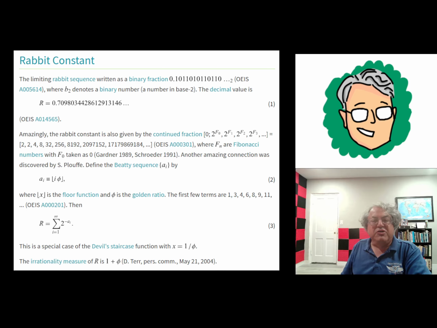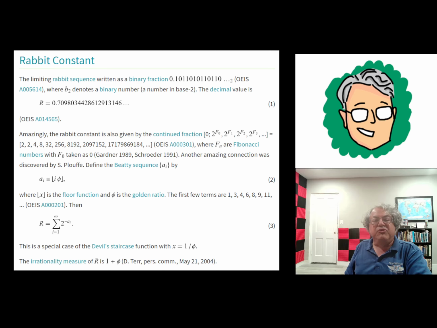This is the Wolfram MathWorld page on the rabbit constant. Wolfram MathWorld is a really excellent online math encyclopedia, by the way. If you haven't seen it, I recommend it. And I actually contributed to this article. If you can see on the bottom of the slide, my name is here, D. Tear. I'll talk about what I did at the end, because it was kind of minor compared to the definition.